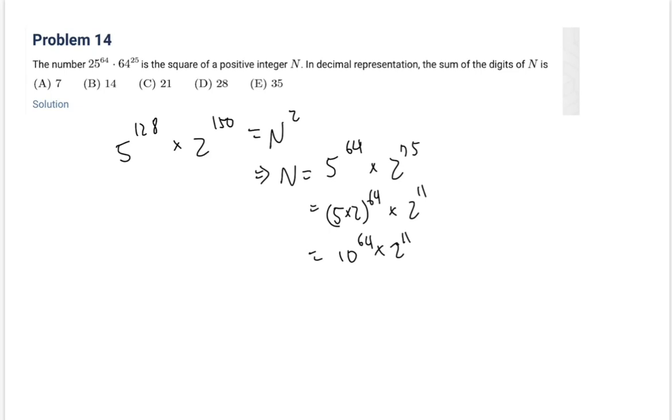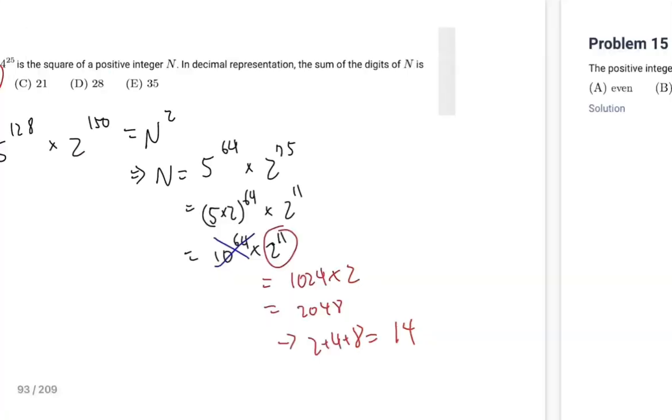The sum of the digits of n is, okay, so for the sum of the digits, we don't have to care about this one, since all it will ever give is zeros. So we only have to consider 2 to the 11th power, which is 1024 times 2, so this is 2048. So 2 plus 4 plus 8 equals 14, so it's B.